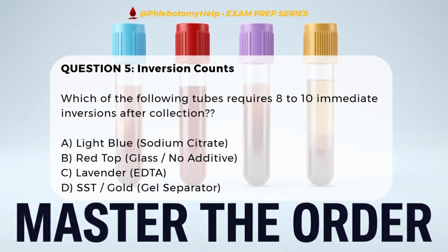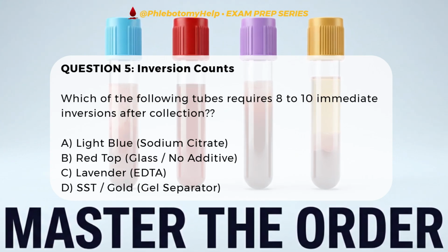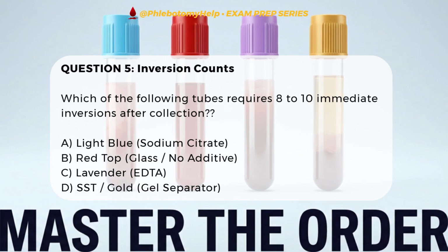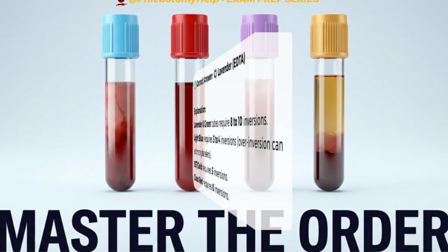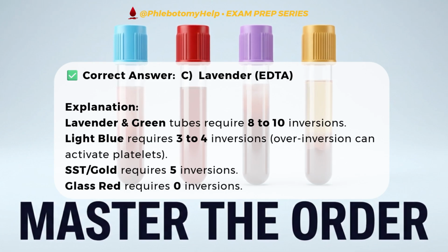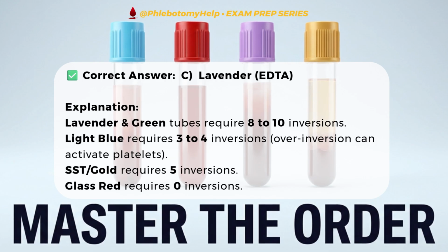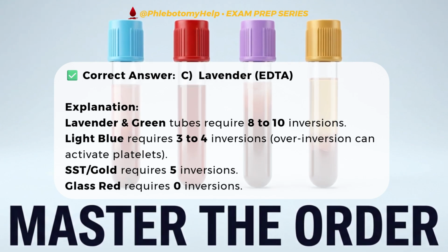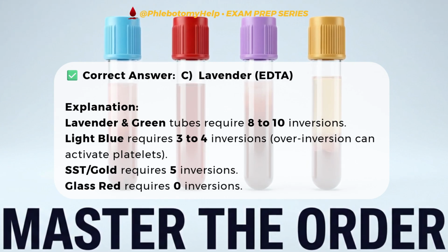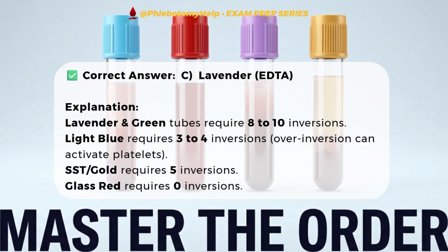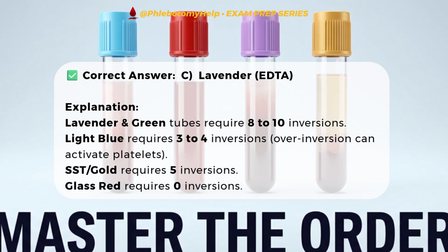Question 5. Which of the following tubes requires 8 to 10 immediate inversions after collection? The correct answer is C. Lavender EDTA. Lavender and green tubes require 8 to 10 inversions. Light blue requires 3 to 4 inversions. Over-inversion can activate platelets. SST gold requires 5 inversions. Glass red requires 0 inversions.